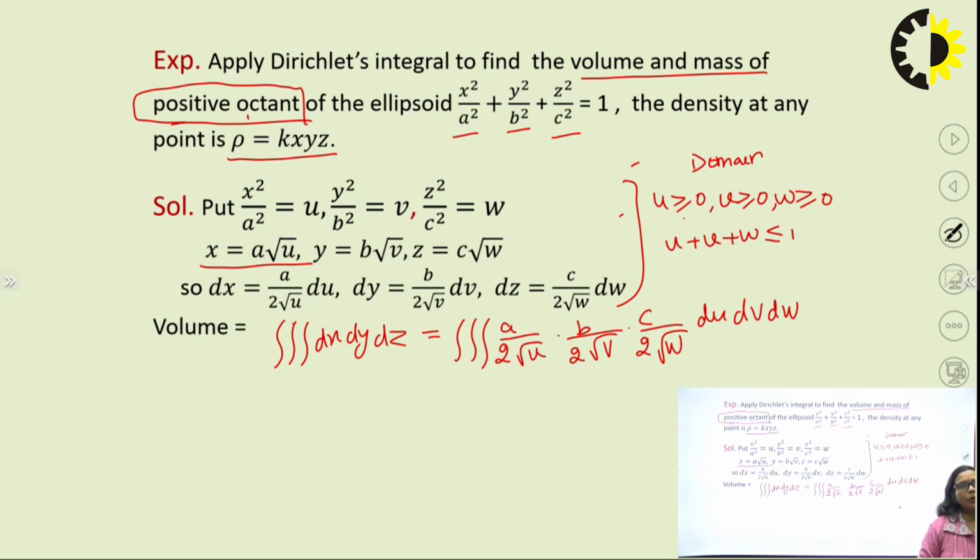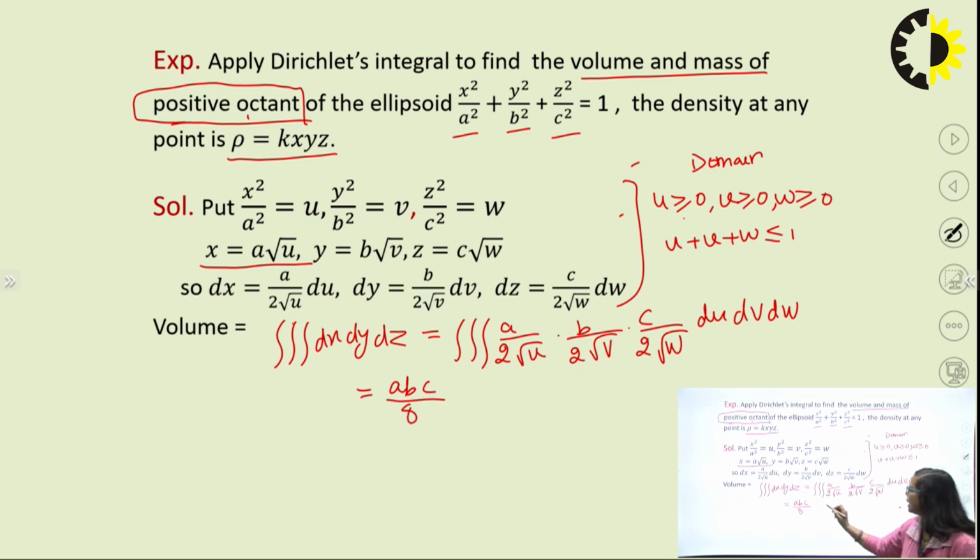a by 2 under root u plus b by 2 under root v plus c by 2 under root w, du dv dw. Now, combining the constants, we can take them outside the integral. In the numerator we get abc. In the denominator, 2 into 2 into 2 becomes 8. So I am writing abc by 8 outside the integral.